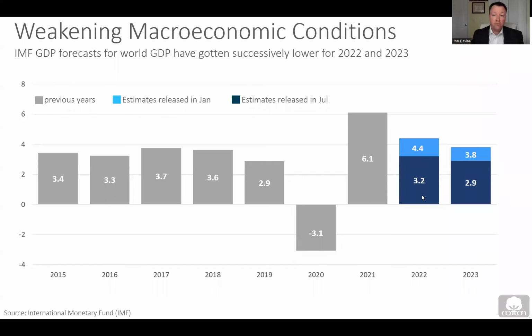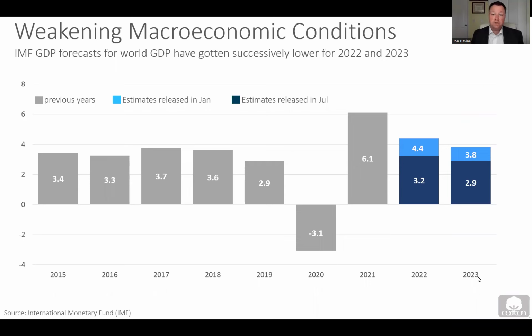So we went from 4.4 to 3.2, and I think we'll probably see that number come down as we get to the point where we start to close out the 22 calendar year. Once again, lower economic growth translates to slower mill demand.